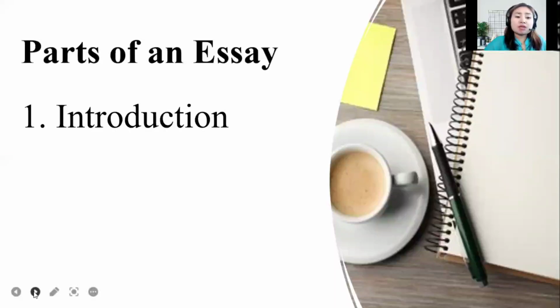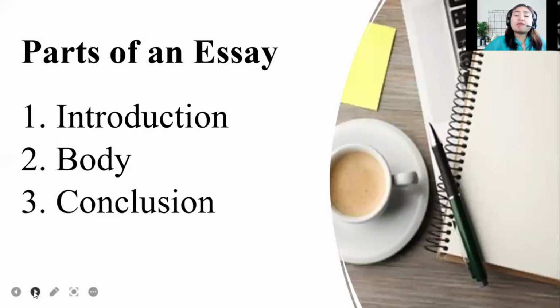Next, we have different parts of an essay. Of course, we know the IBC. We have the introduction. When you're writing an essay, make sure that your introduction is catchy, it's interesting enough so that you can hook the interest of your readers. And for your body also, you have to make sure that the content is meaty enough. You don't have to write a lot of elaborate words, okay, highfalutin words. What's important is that you get your message across to your target readers effectively.